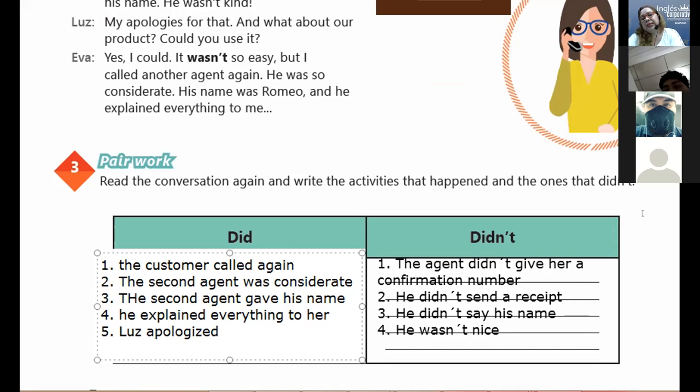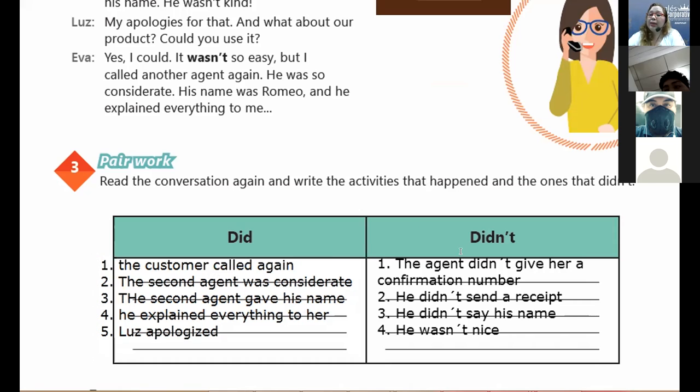Okay, now we know the things that did happen or just happened and the things that didn't happen. Cuando hablamos de las cosas en afirmativo, okay, utilizamos el verbo en pasado o el verbo to be en pasado, o los verbos regulares e irregulares en pasado. No utilizamos did. Por ejemplo, acá dice the customer, no le pongo did called. No, ahí estaría equivocado, okay? Solo called, pero para la forma negativa sí tengo que ponerle que no hizo.